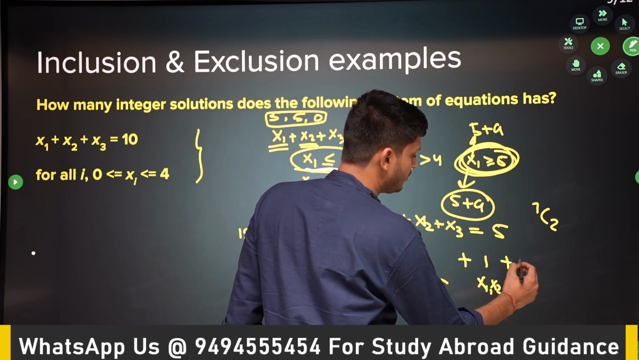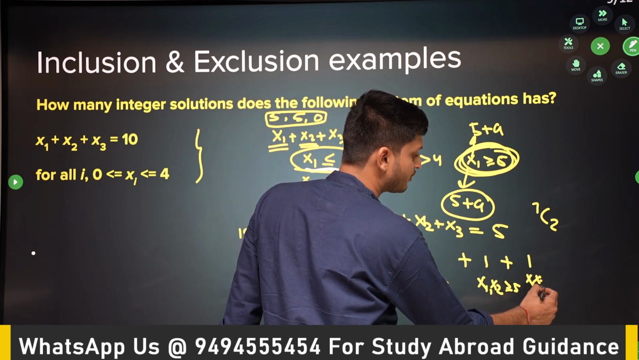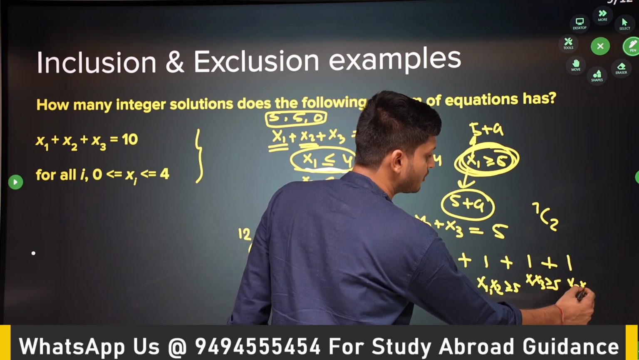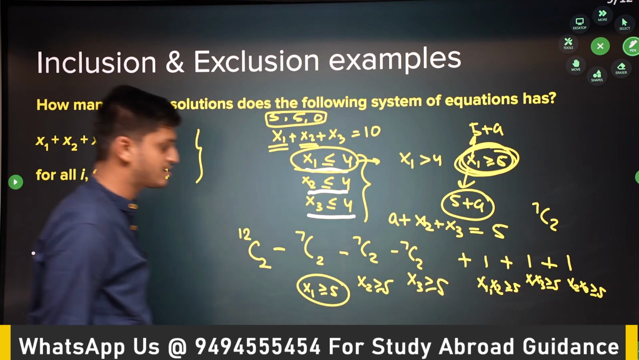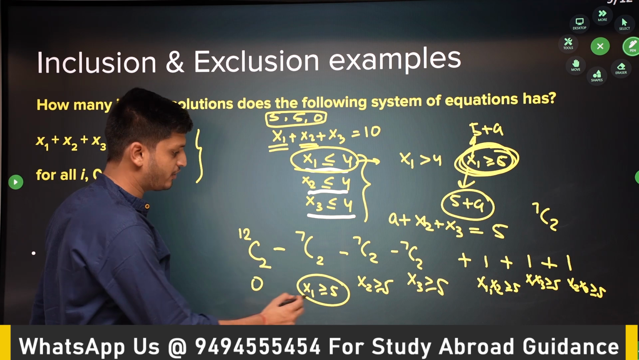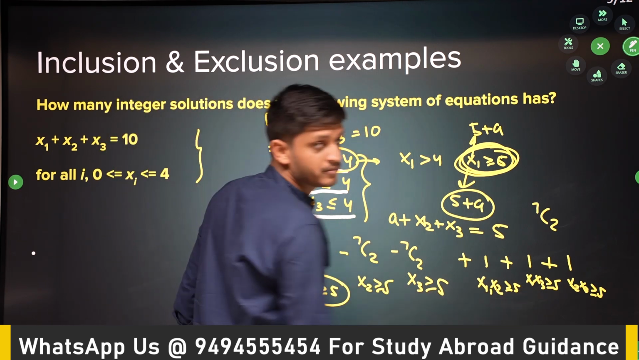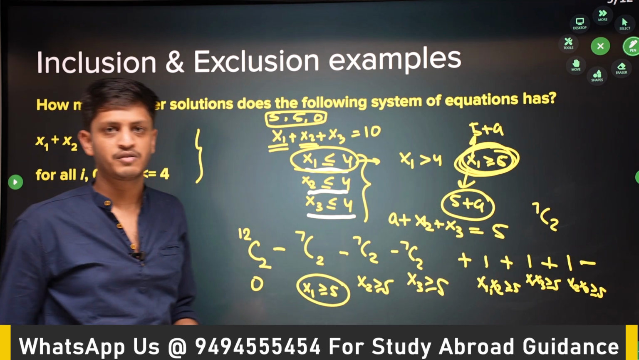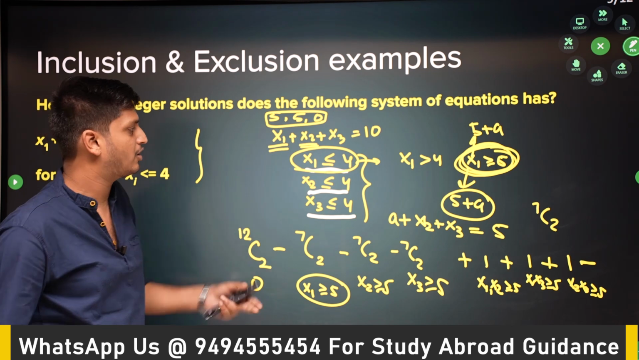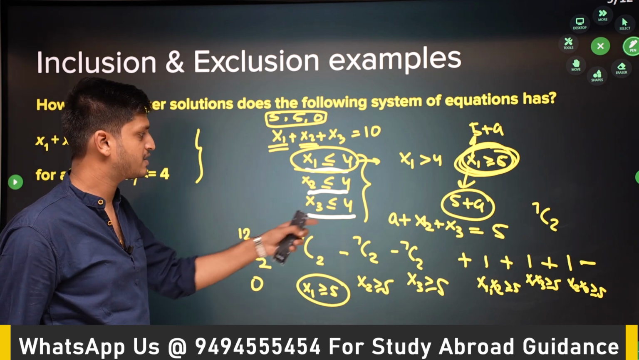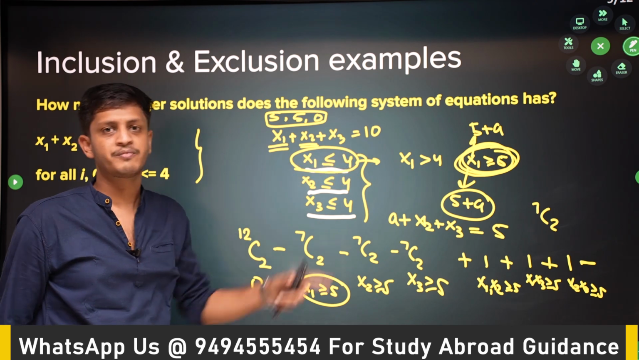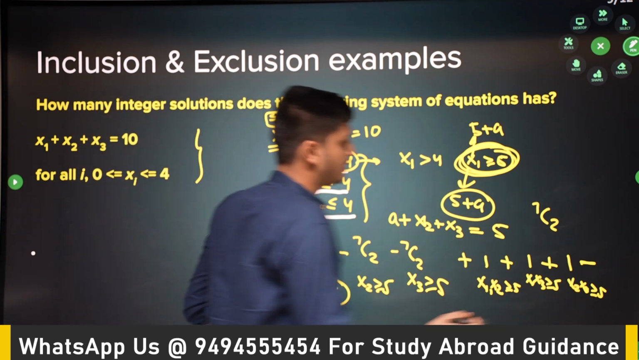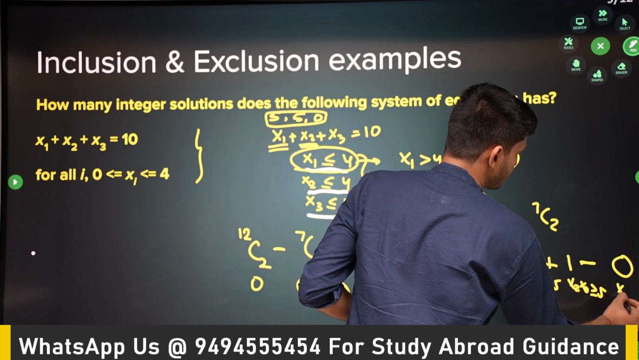Similarly, I will add that value in which both x1 and x3 are greater than or equal to 5. And similarly, I will add all the cases in which both x2 and x3 are greater than or equal to 5. Standard inclusion-exclusion: 0 at a time, 1 at a time, 2 at a time. And then I will subtract all the ways in which all three of them are greater than or equal to 5. All three cannot be greater than or equal to 5, because then the sum will not be 10. At least the sum will be 15. So this is not possible, and there are 0 ways.